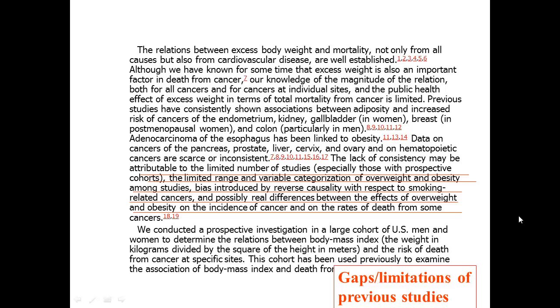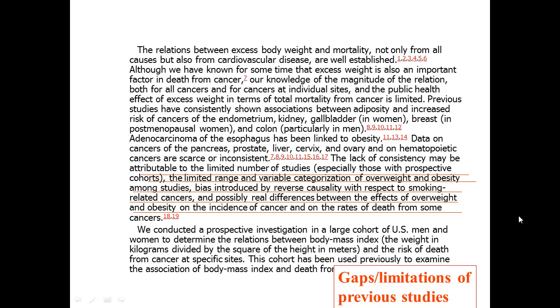Now they're going to specifically say the gaps and limitations in the previous studies. So here's a bunch of things that were wrong with the previous studies, which may be why they were inconsistent. So one is that there's, first of all, a limited number of studies. So some of these cancers may not have been well studied at all. And that's especially true, as there are not that many studies that were prospective. And it's very important to be prospective when you're studying these kinds of things.